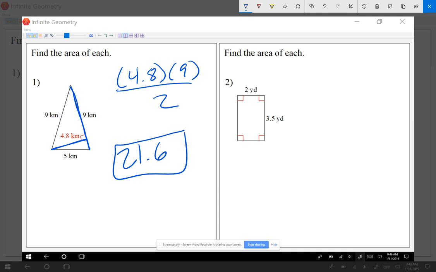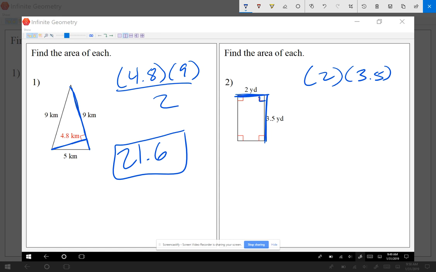Looking at a rectangle, look at the two numbers across a 90 degrees. I know there's four 90-degree symbols. Pick any of them. Whichever corner you choose, you're going to end up getting the same two numbers. So I'm going to choose this corner at the top right. The two numbers across the 90 degrees are 2 and 3.5. I'm going to multiply those two numbers, 2 times 3.5. I do not divide by 2. Right, on the triangle, I divided by 2 because a triangle is half of a rectangle.